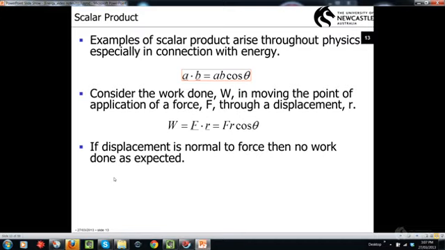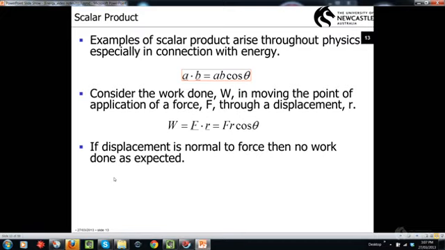So let's summarize what we've got. Scalar products arise throughout physics, especially when we deal with energy. The basic definition of a scalar product is A dot B is equal to magnitude of A times magnitude of B times cosine of theta. This is essentially a geometric definition, and for those of you who have done some more advanced trigonometry, this is directly related to what is known as the cosine rule.